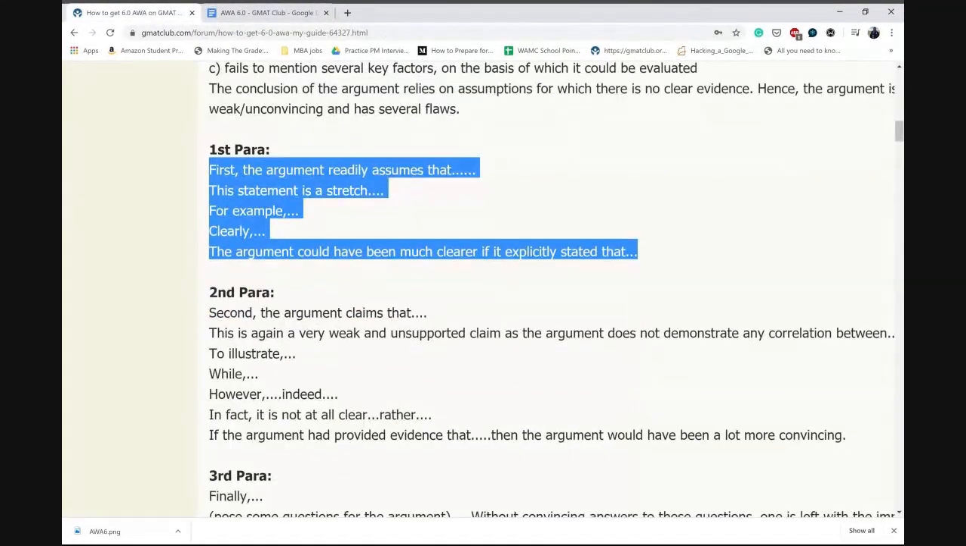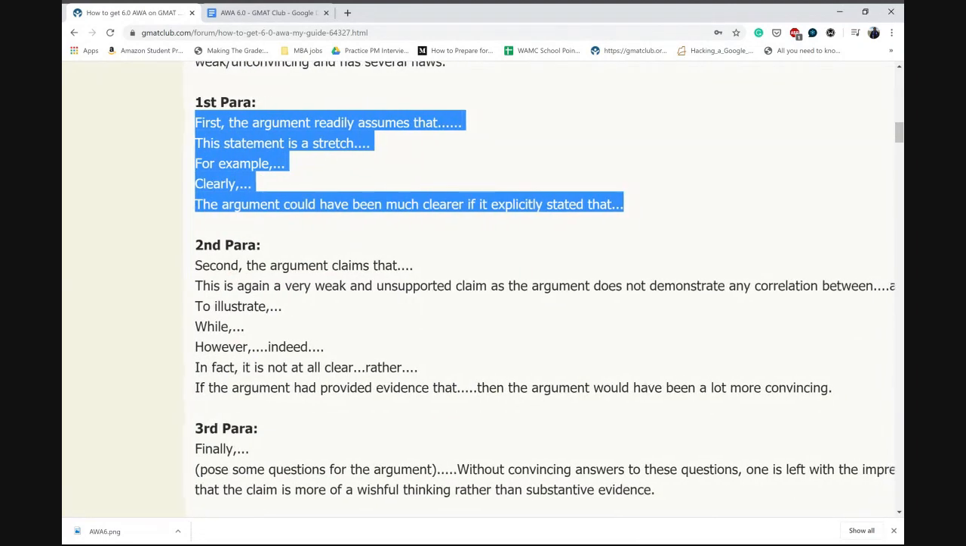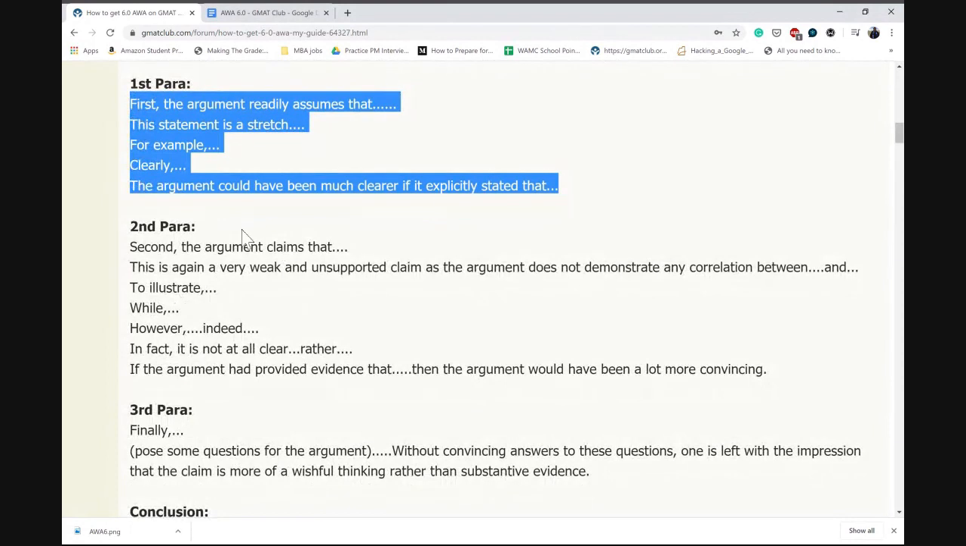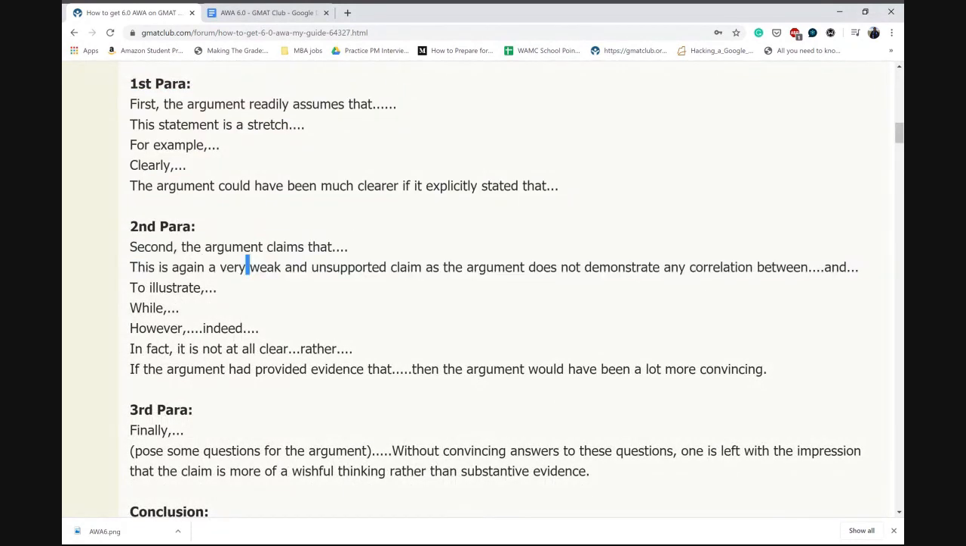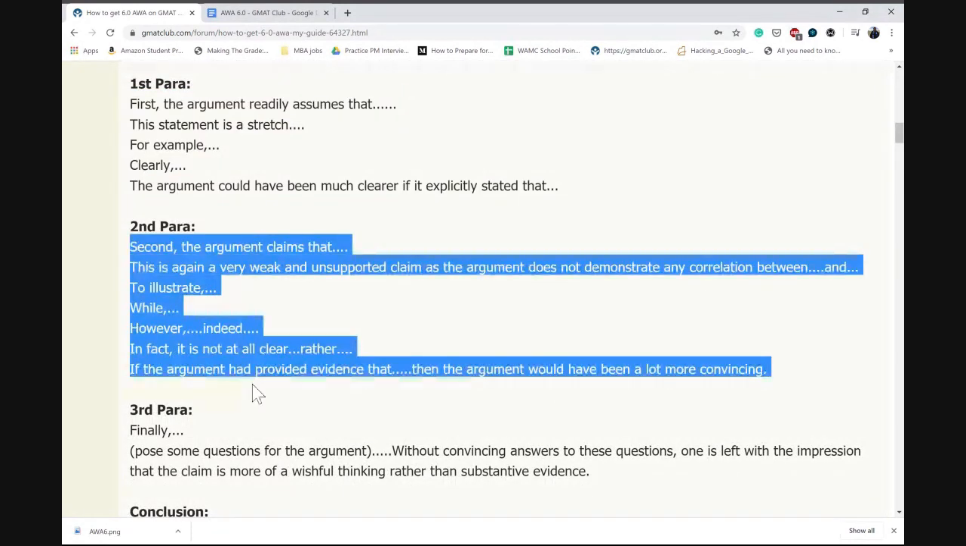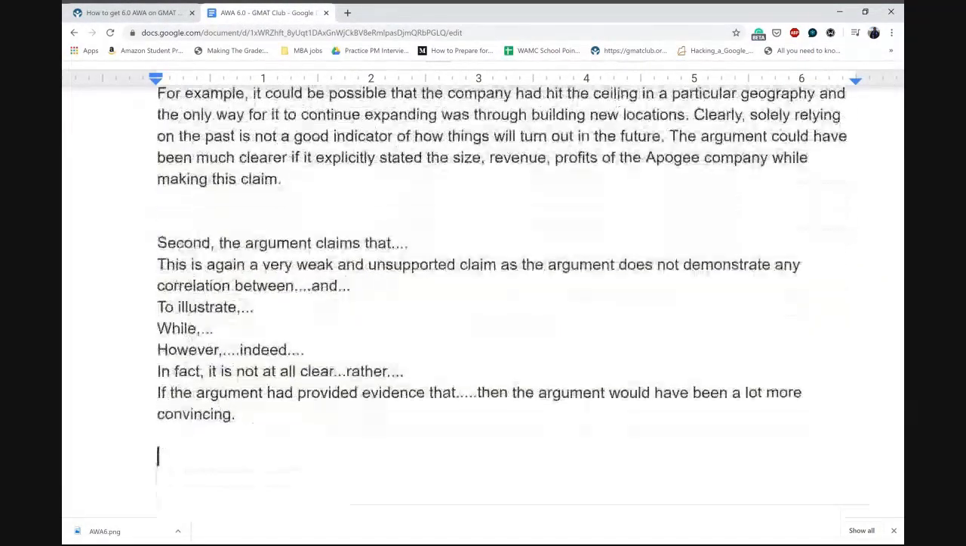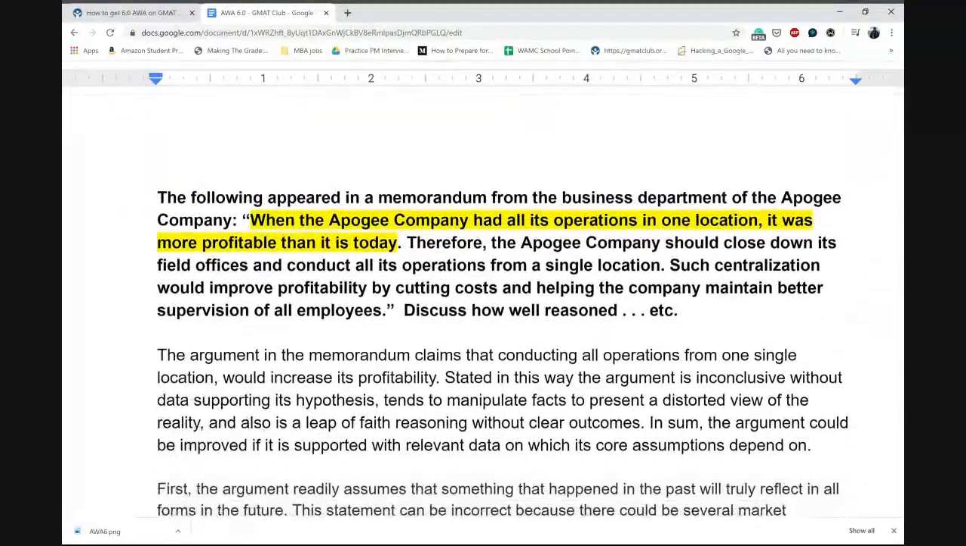Okay, so we'll move on to the next paragraph. In the next paragraph, this is what Chinese Bond wants me to attack. Second, the argument claims that this is again very weak, so I'm going to copy paste that in my doc, and then I'm going to try to see which part of the argument I want to really attack. So this one is a conclusion, so I don't want to attack this one because that's overall what we are trying to attack.